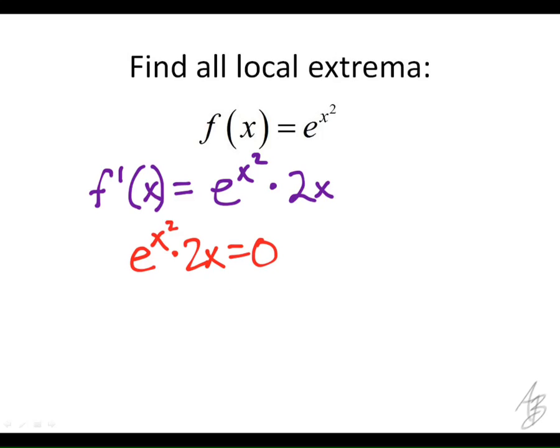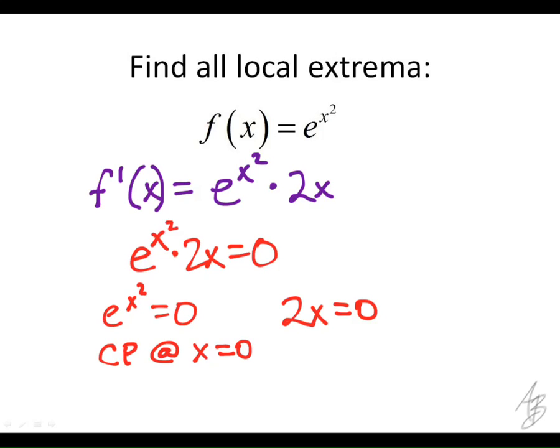Okay, so we need to figure out when each one of those is equal to 0. When is e to the x squared going to equal 0? Never. So we don't get any critical points out of this factor. When is 2x equal to 0? At 0. So we get a critical point at x equals 0. Alright? We good so far?